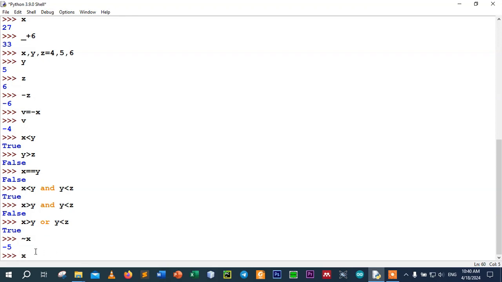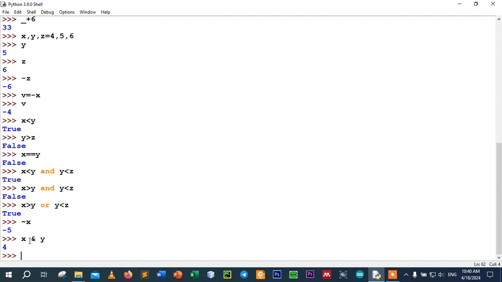What about x and y? It is not a logical operator, it is bitwise. As the name indicates, bitwise. We change the value of x and the value of y, and we make the AND operation, a bitwise operation. We will get the value like this. The binary form of 4 and the binary form of 5 computed using the AND operation, and finally we get the binary number. That decimal value is 4.